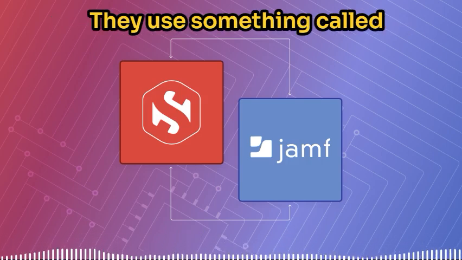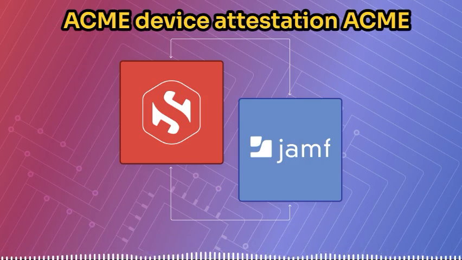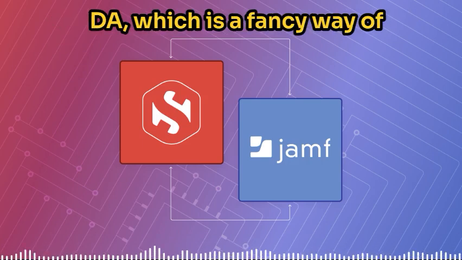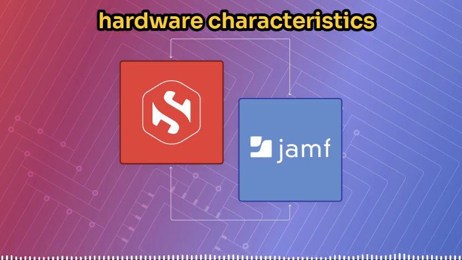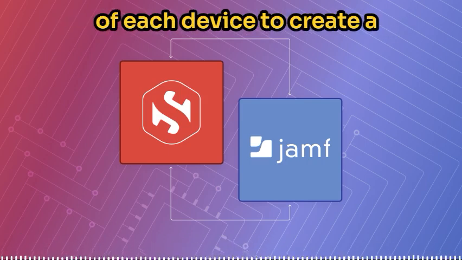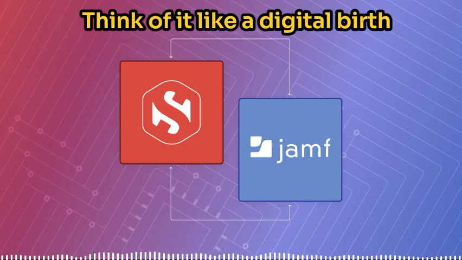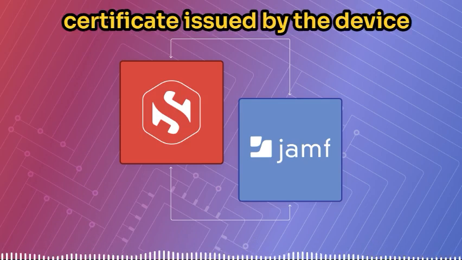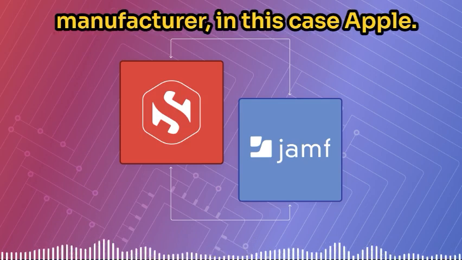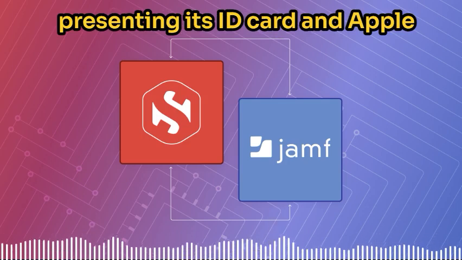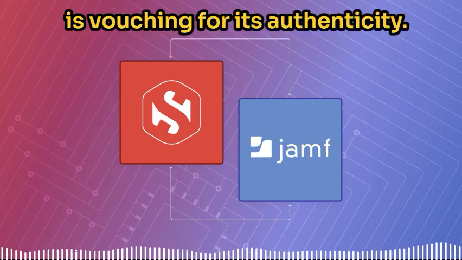They use something called ACME Device Attestation, or ACME DA, which is a fancy way of saying they leverage the unique hardware characteristics of each device to create a tamper-proof digital identity. Think of it like a digital birth certificate issued by the device manufacturer, in this case, Apple. So it's like the device is presenting its ID card, and Apple is vouching for its authenticity.